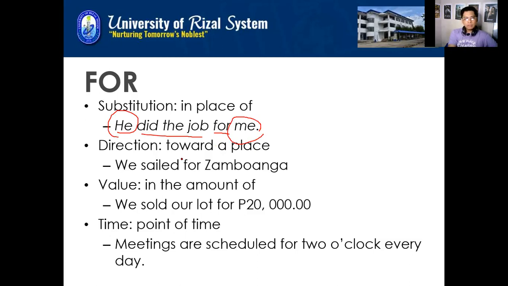Then direction toward a place. It means if you'll be going to a certain place, then for is used. So we say we sailed for Zamboanga. Or if you're referring to an amount, we say we sold our lot for 20,000 pesos. Very cheap, less expensive. Okay, so we sold our lot for 20,000 pesos.